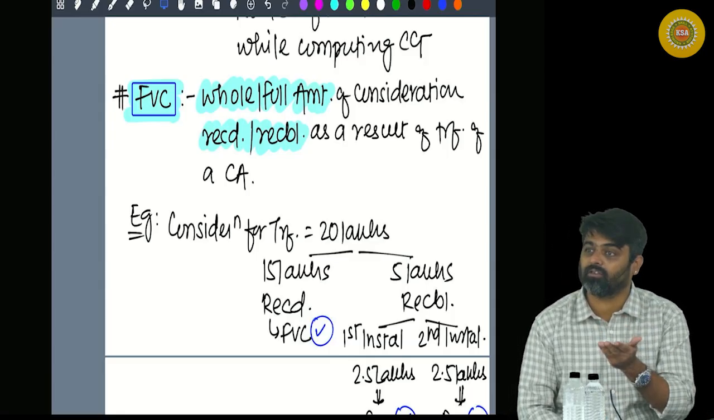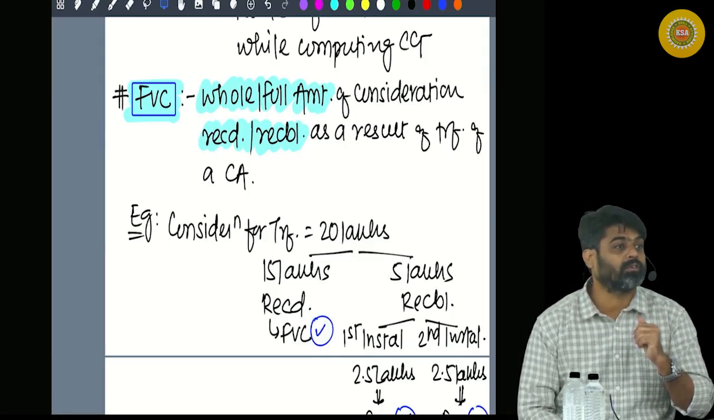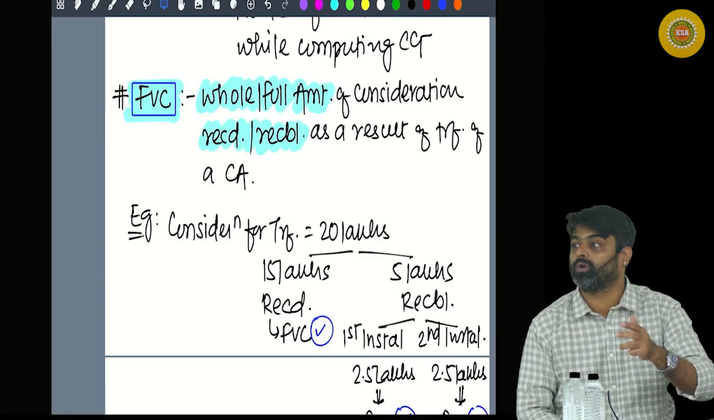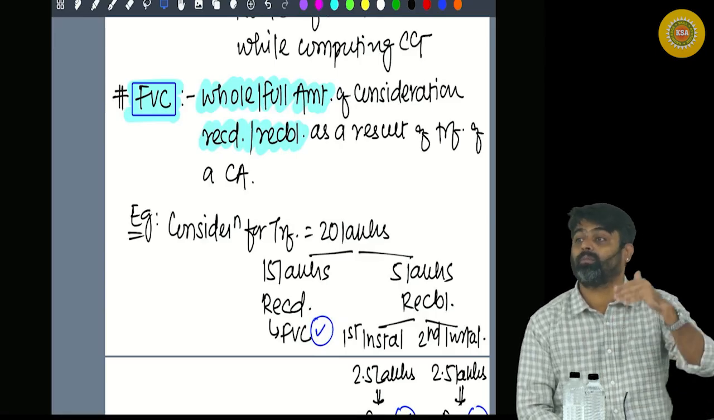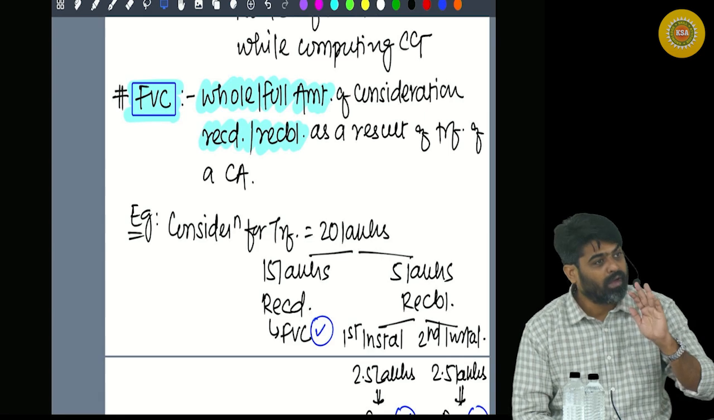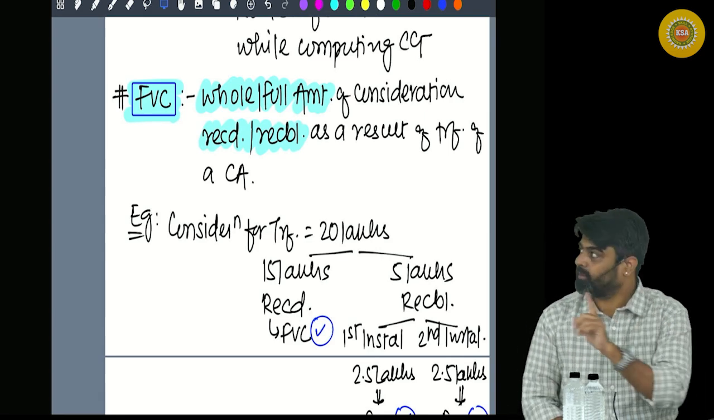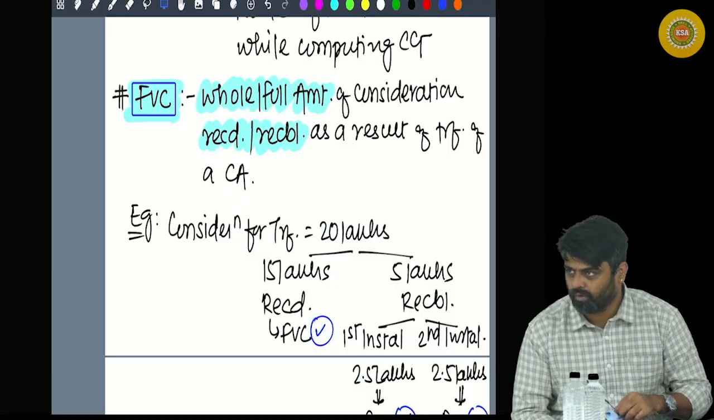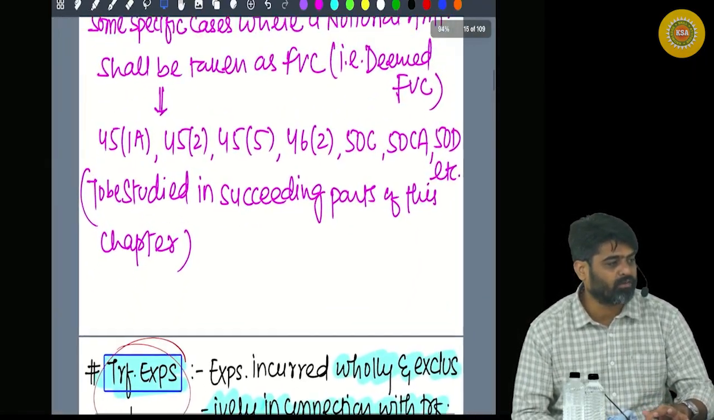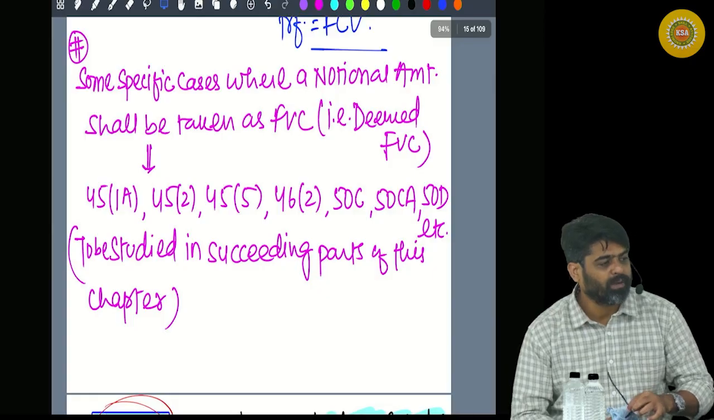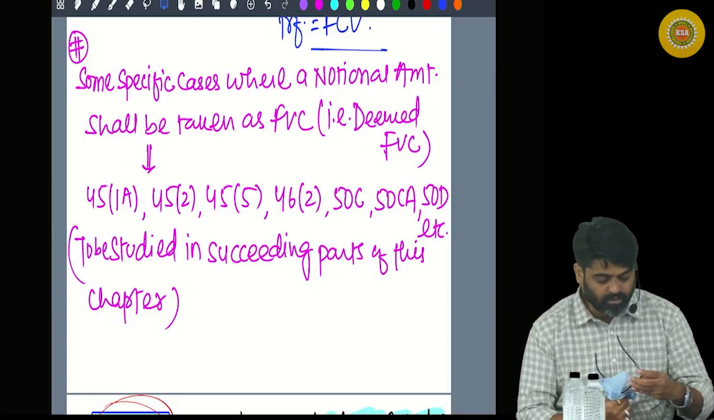In some cases, it will be the amount of insurance claim. In some cases, it will be the fair market value as on the date of conversion. So every time you are supposed to take this amount as your full value of consideration. But in some special cases, what did I say? In some special cases, a notional amount shall be taken as your full value of consideration.